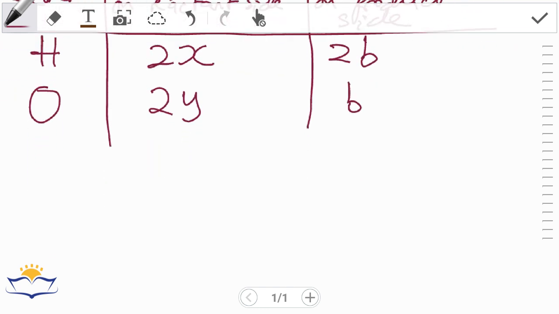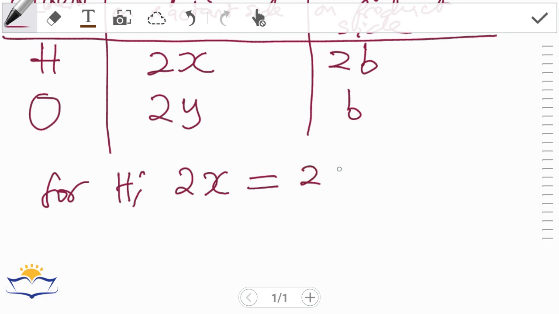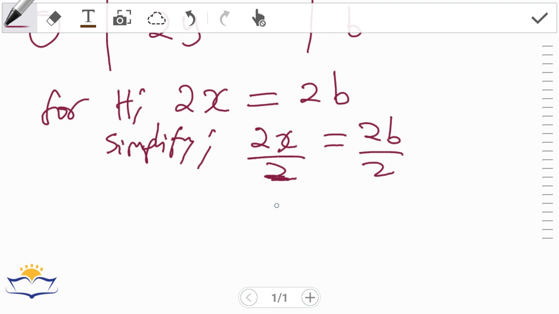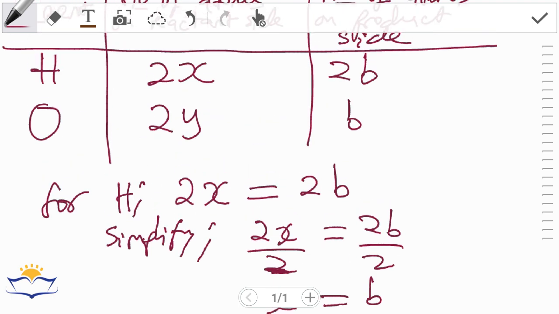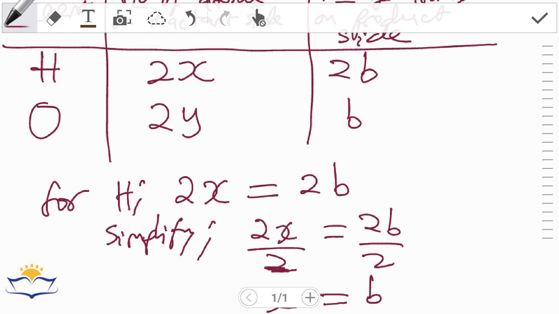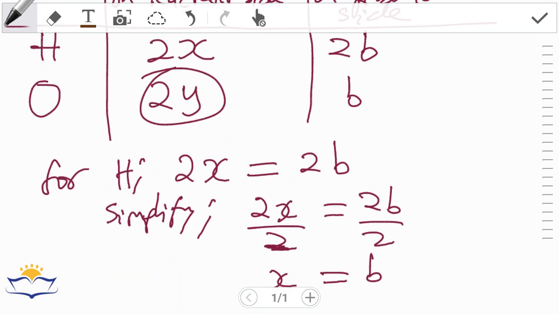All right. Then applying the law of conservation of mass, we equate the numbers of atoms. So for hydrogen, the number of hydrogen atoms on the reactant side, which is 2x, equals the number of hydrogen atoms on the product side, which is 2b. We simplify it by dividing by 2 on both sides, and x equals b. Then for oxygen, the number of oxygen atoms on the reactant side is 2y, equal to the number of oxygen atoms on the product side, which is b.